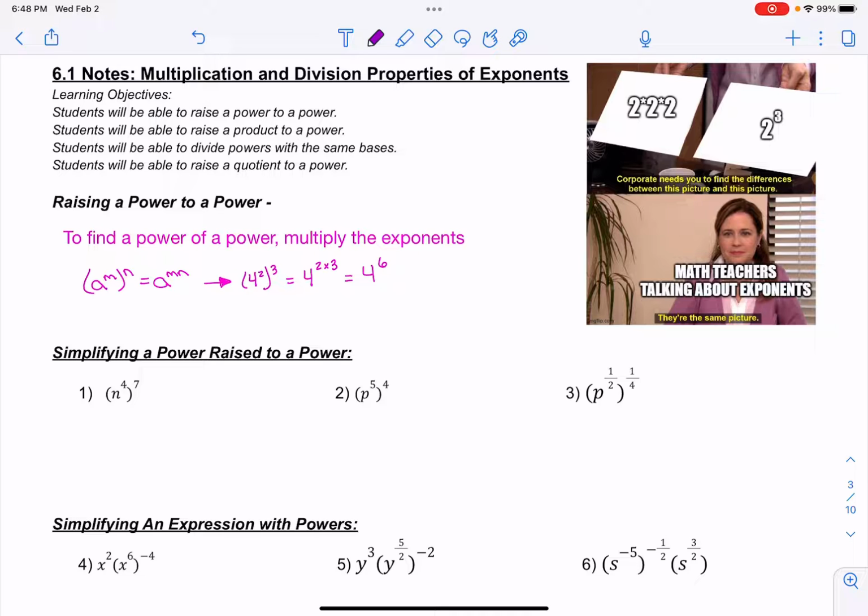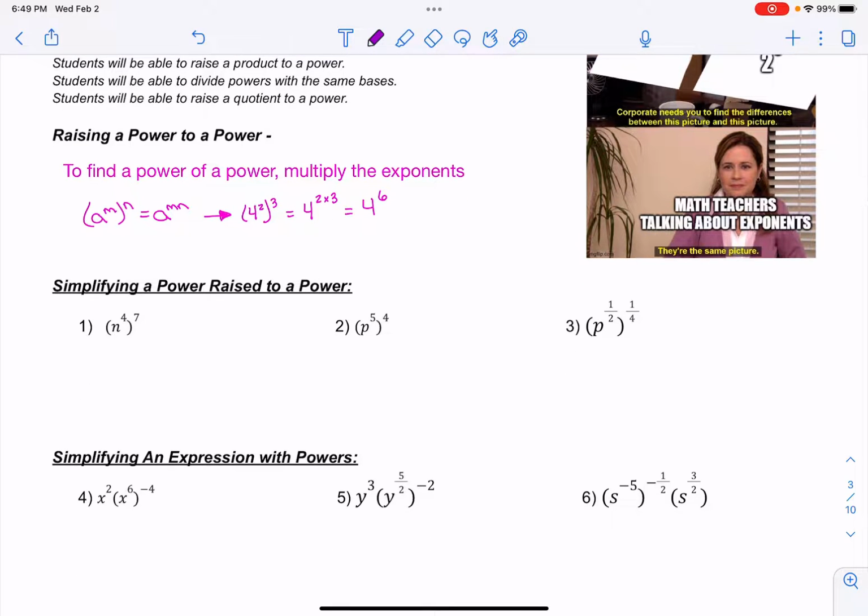So remember yesterday, if we were multiplying with the same base, we added the exponents. In this case, if we just have a number raised to a power and then we are raising that whole thing to a power, you will multiply your exponents. So I did give a little example here. For instance, if we had 4 squared raised to the third power, you would do 2 times 3. You would just multiply those exponents, and you end up with 4 to the 6th power.